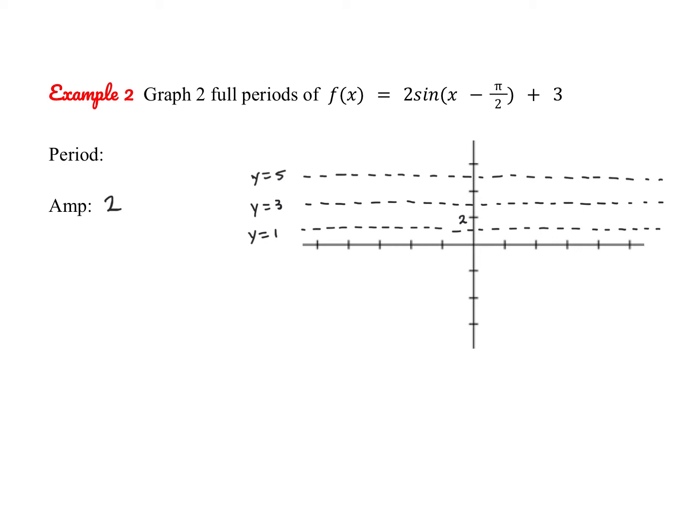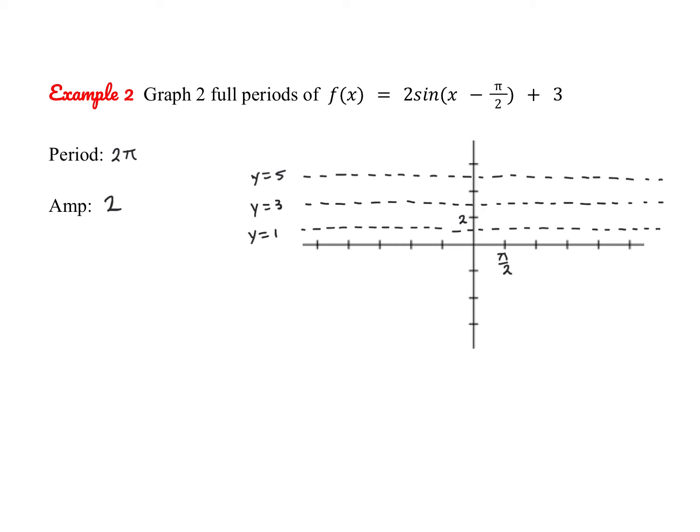So I know that my graph will bounce in between that max and the minimum. So now I need to determine the period so I can decide how I would like to scale my x-axis. Here I don't see any b values, so there's no horizontal stretch or shrink. That means that my period is going to be 2 pi. I usually take my period and divide it into 4, so I think a great way to scale the x-axis is by pi over 2.